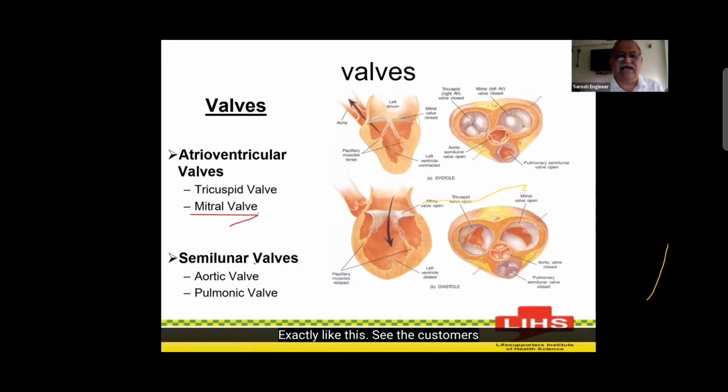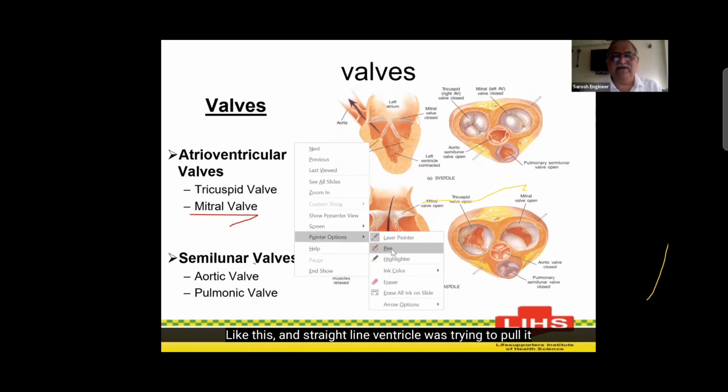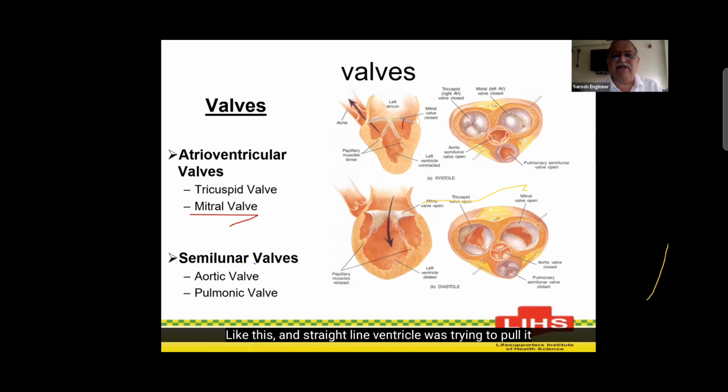Exactly like this. See, the cusp is like this in a straight line. The ventricle was trying to pull it. The papillary muscle was trying to pull it like this. The hydrostatic pressure of the blood was trying to push the cusp like that. In between the two, the cusp is coming and lying here, absolutely in between the two.